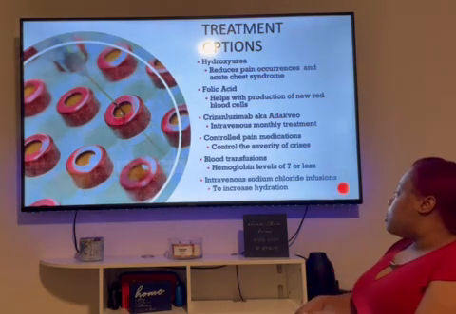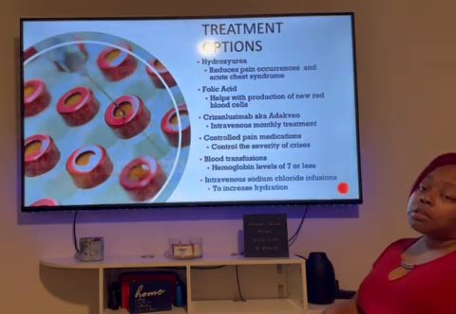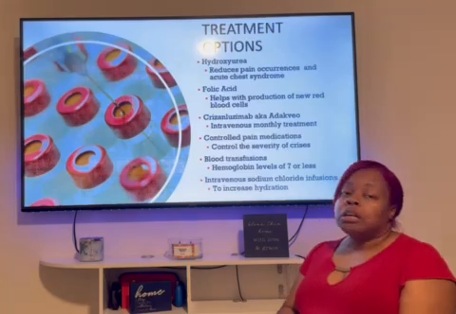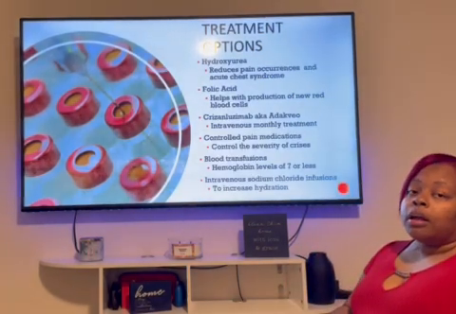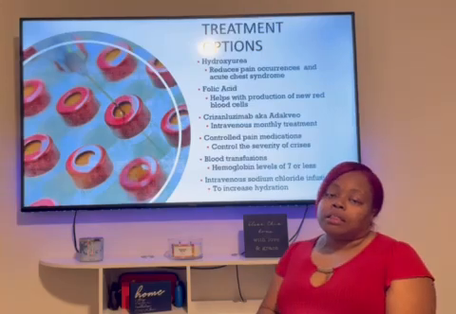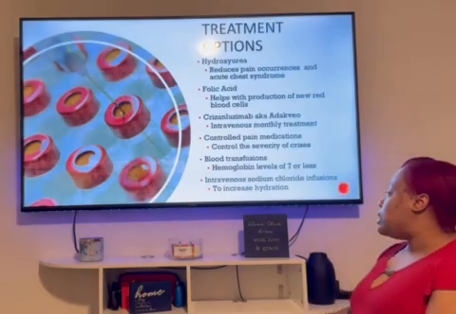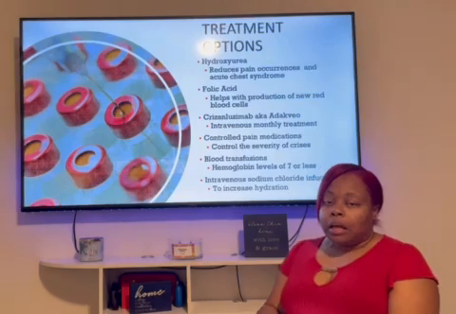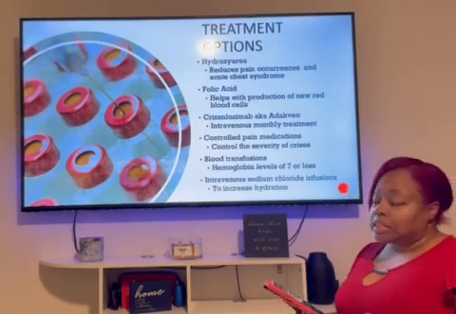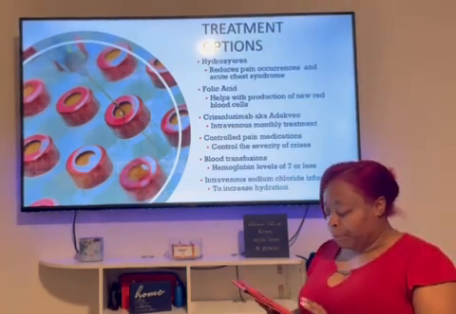Intravenous sodium chloride infusions help to increase hydration. So while patients are hospitalized, it is encouraged that they get an IV fluid so that they can get some hydration in their bodies to help pump up those red blood cells and lessen their crisis at the same time.